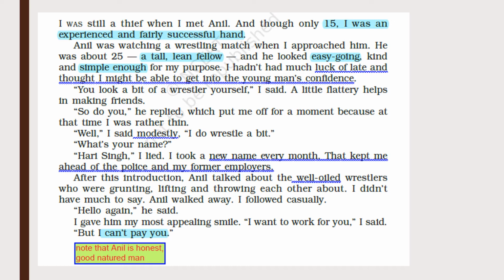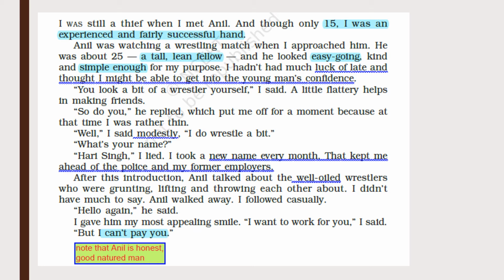He calls Anil a wrestler, and just now he has told that he was a lean fellow. वो पतला सा आदमी था. Wrestlers are well built, heavy structures in body, but he was a lean fellow. तो उसको वो wrestler कहता है. And look at the answer.